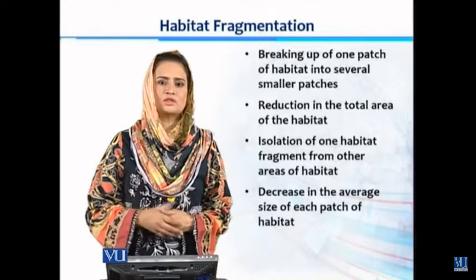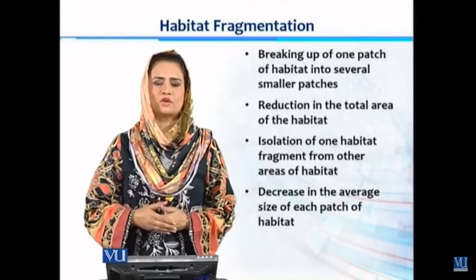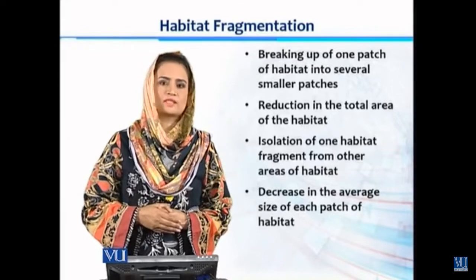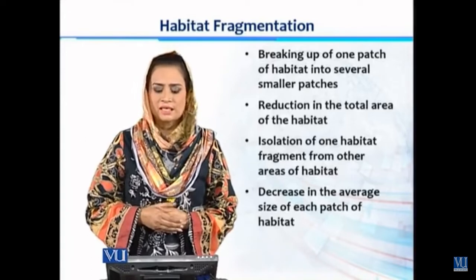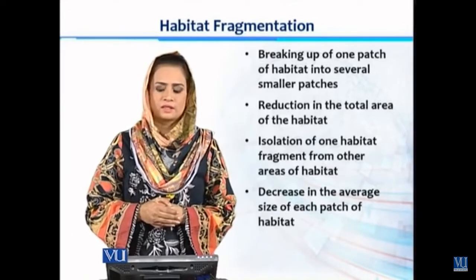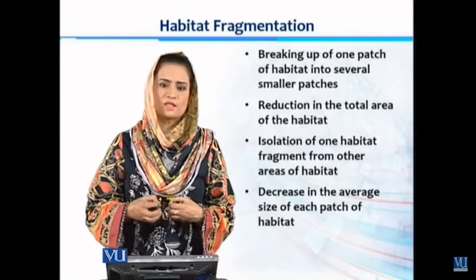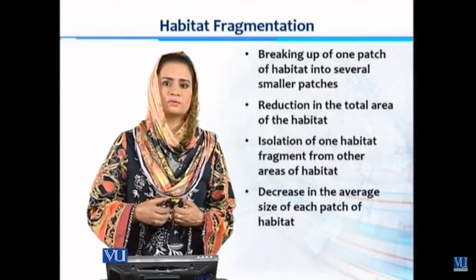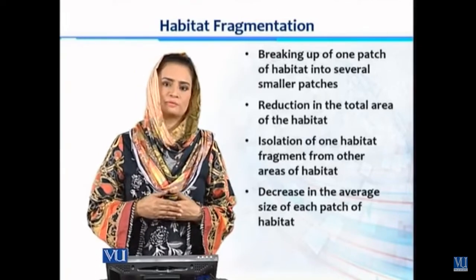In habitat fragmentation, due to certain activities, which could be natural or man-made, a part of a habitat or a patch of a habitat is broken down into several small patches. This fragmentation of a patch of habitat into smaller fragments results in a reduction of the total area of the habitat, because it is breaking the larger area into smaller patches. So it results in isolation of one habitat fragment from the other fragments, and a decrease in the average size of each patch of the habitat.